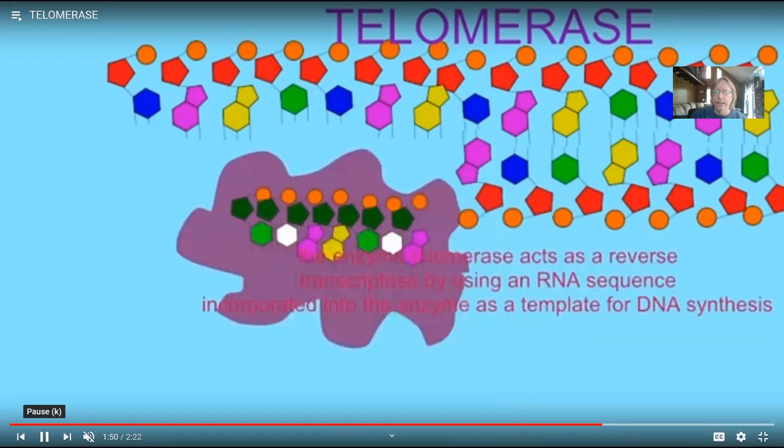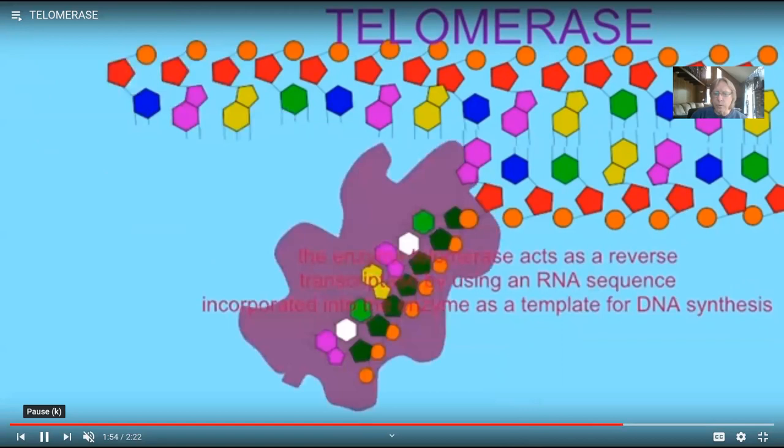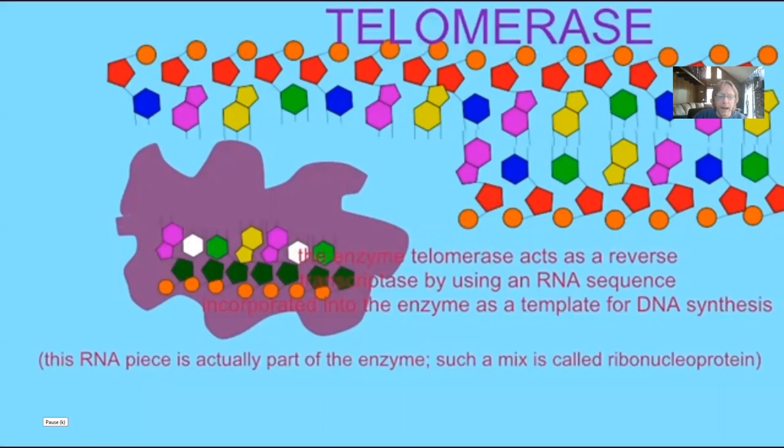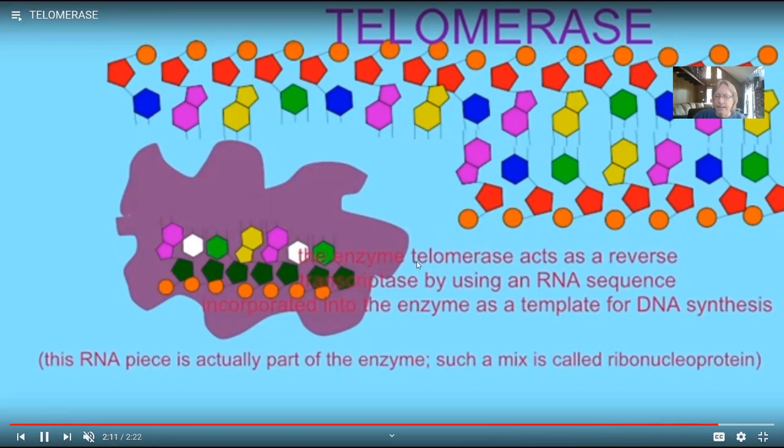So there is an RNA sequence, which will now be used as the template for DNA replication. So notice that this complex is not only protein, but also RNA. So we use the term ribonucleoprotein to indicate that it is a composite structure made of these two different components, both protein and RNA. And we will use this template to add DNA nucleotides here, because we would not be able to use a plain old DNA polymerase to do that.